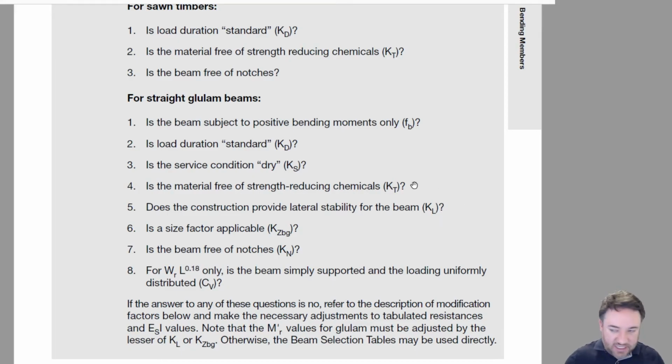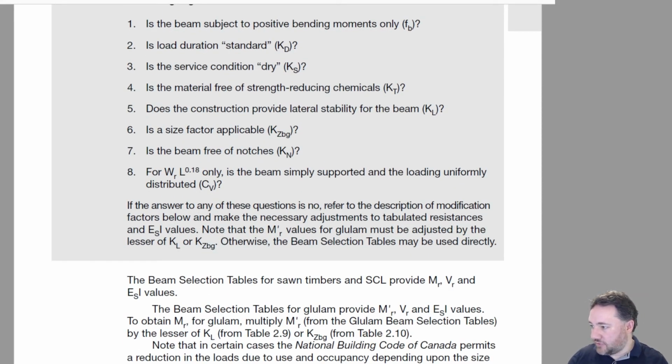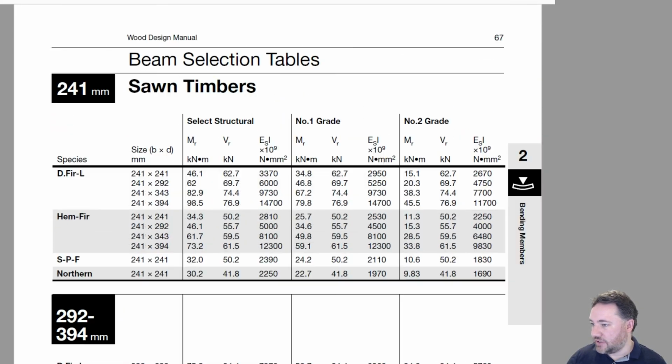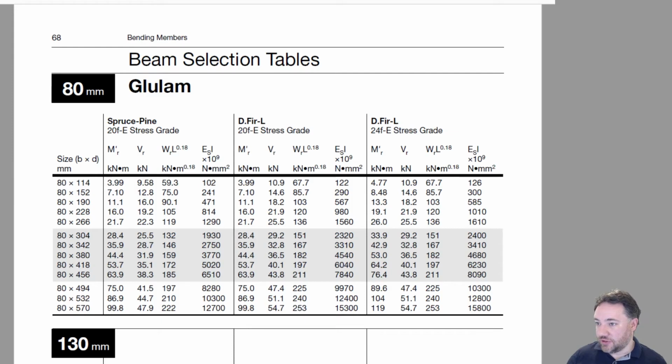Okay, so let's go to the appropriate table for Glulam. I'm just going down, down, down. It starts with the beam selection for sawn timber, and now we have the Glulam selection table. Okay, so our stress grade is 20f-E in a Douglas fir larch. So you can see here we have the MRs, we have the VRs, and we have the EIs listed right here. So recall our MR was 190.5, so none of the 80 millimeter glulams are going to do the trick.